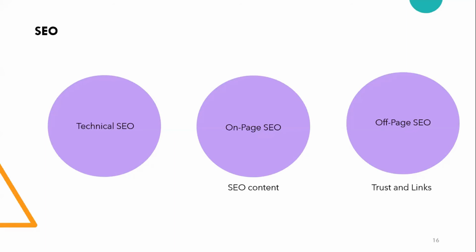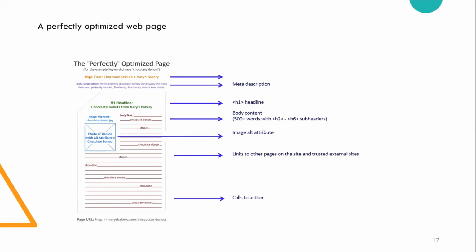Now for on-page SEO, and this is the content piece. Before I go any further, I want you guys to look at what a perfectly optimized website looks like. Once a site is perfectly optimized, it has the following elements. And again, these can be a little bit technical in some areas. I spoke about the title tag before, describing the topic. And this is where we'll find our title tag right here. Page title, Chocolate Donut, Mary's Bakery.